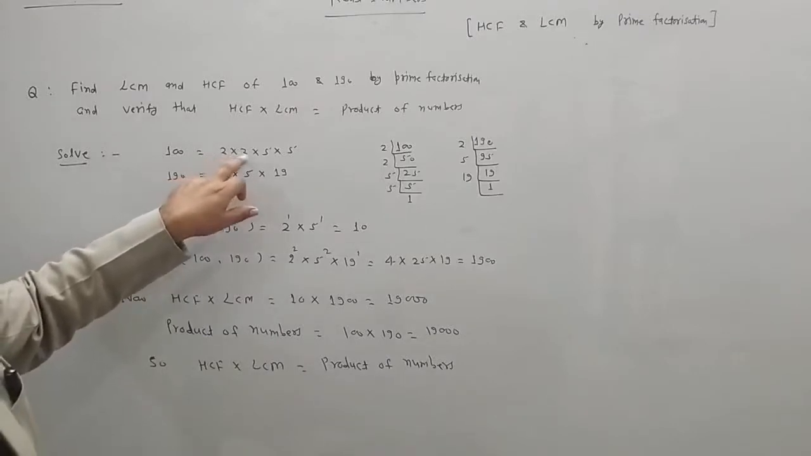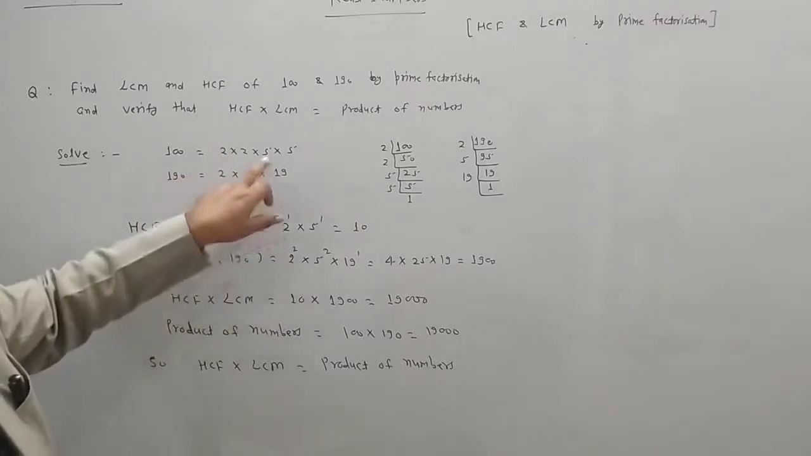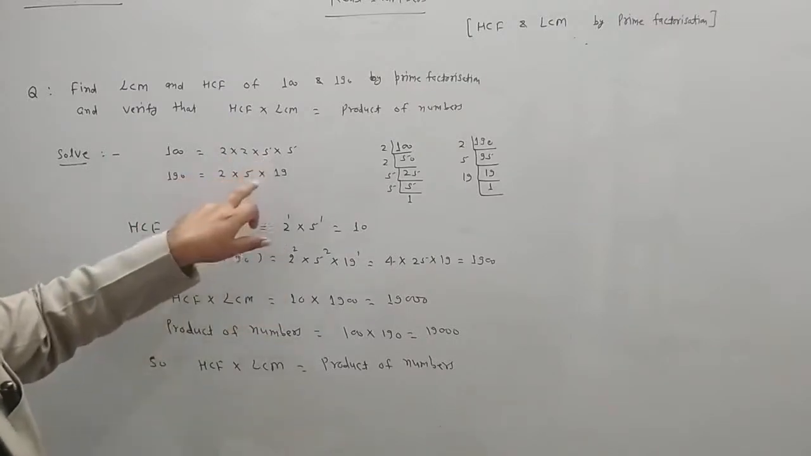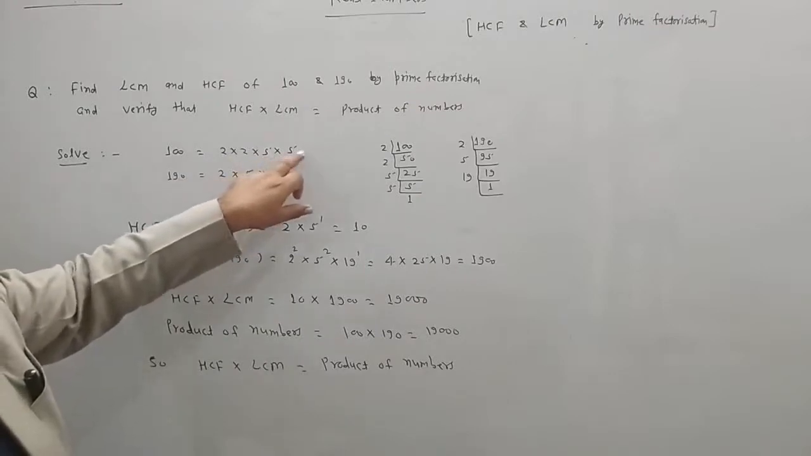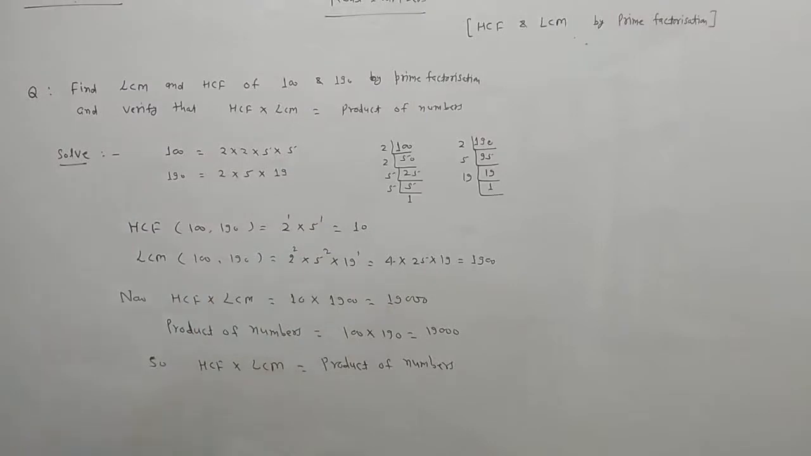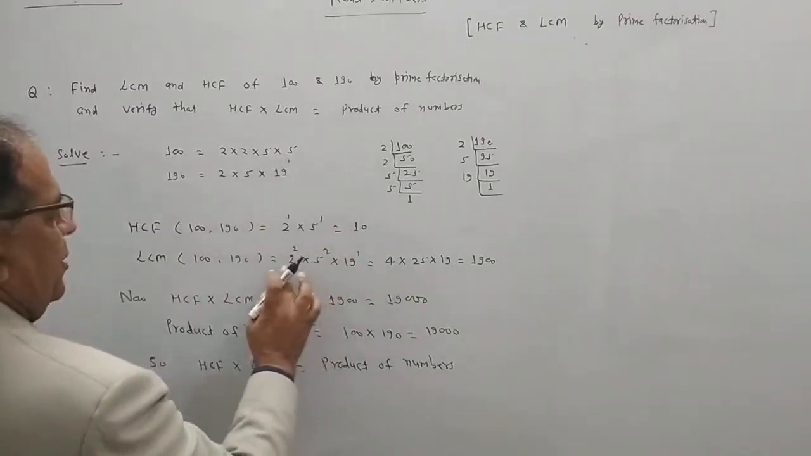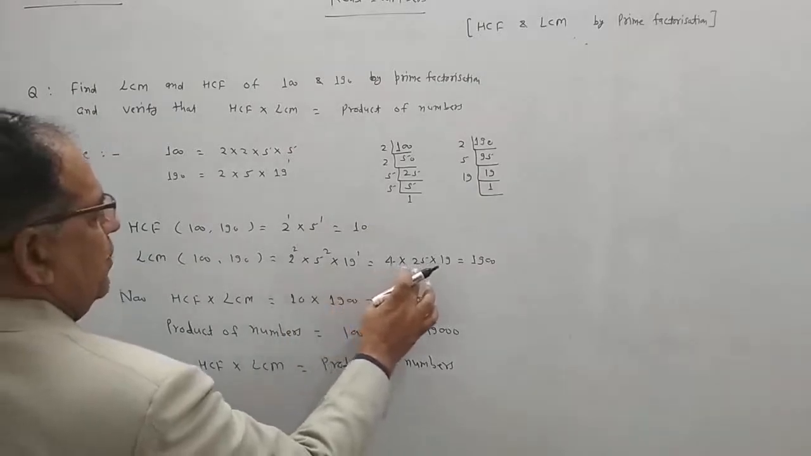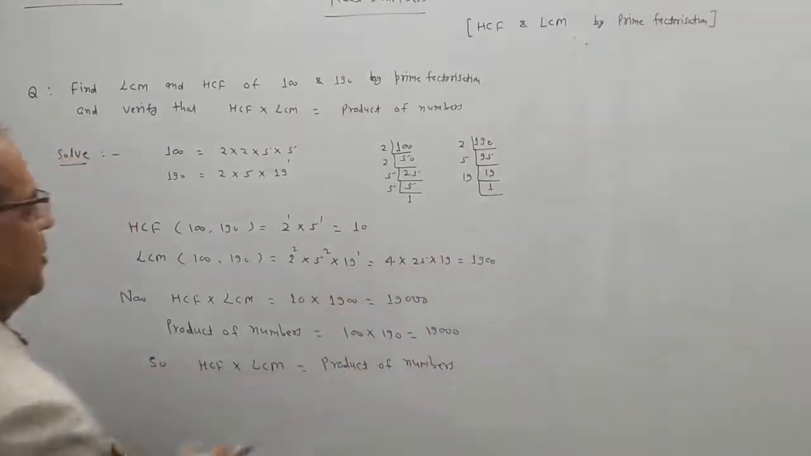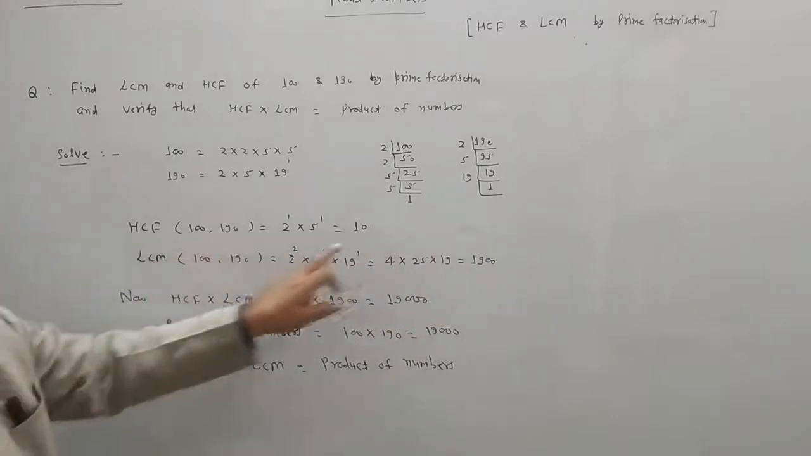Here the highest power of 2 is 2 and the minimum power is 1, so we take the highest power, 2 to the power 2. The second prime factor is 5. Here the highest power is 2 and the lowest power is 1, so we take the highest power, 5 to the power 2. Similarly, the highest power of 19 is 1. So this can be expressed as 4 into 25 into 19, which is 1900. So LCM of these numbers is 1900, HCF is 10.